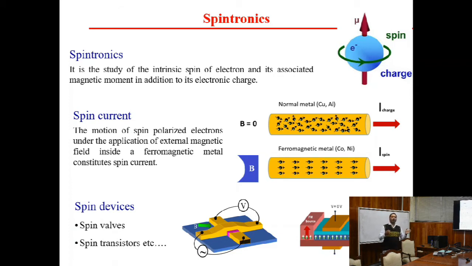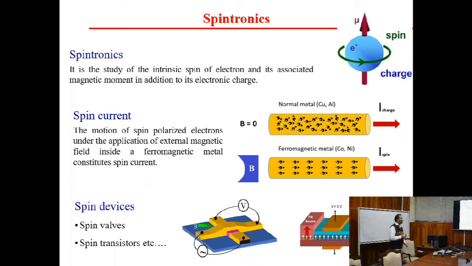The electrode we make is normally metallic in nature. It might be gold, silver, or copper. In that case, the moving charge carriers normally exist in random orientation. Random orientation means your charges are flowing, but the net magnetic moment of those charge carriers cancels out, and only a charge current flows through that channel.